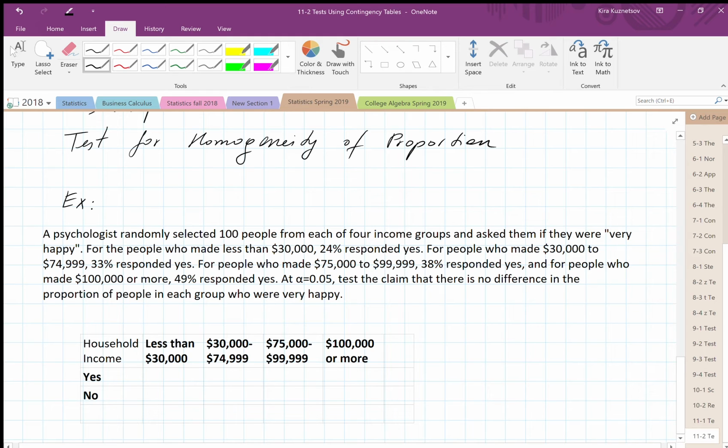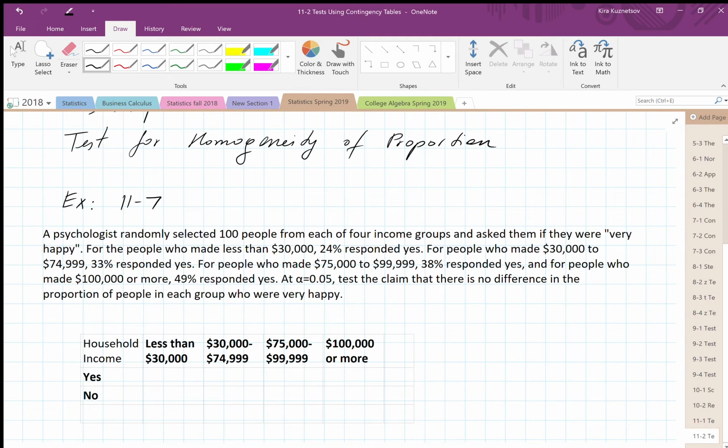It is example 11-7. A psychologist randomly selected 100 people from each of the four income groups and asked them if they were very happy. So this is a yes or no question, although it does not have to be a yes or no question. For the people who made less than $30,000, 24% responded yes. For people who made $30,000 to about $75,000, 33% responded yes. For people who made $75,000 to about $100,000, 38%, and anybody higher than $100,000, 49% responded yes.